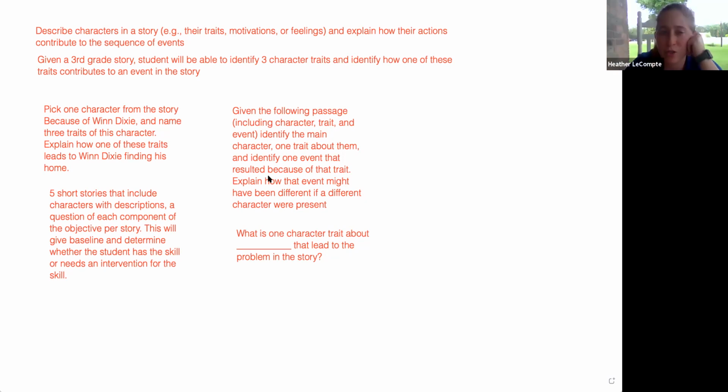Does it have enough to cover the objective, as far as the first piece, identifying 3 character traits, because it only asks for 1? I agree. And I don't think it does. Because I think this specific objective is wanting 3 character traits and then them to choose one that they already chose to identify.